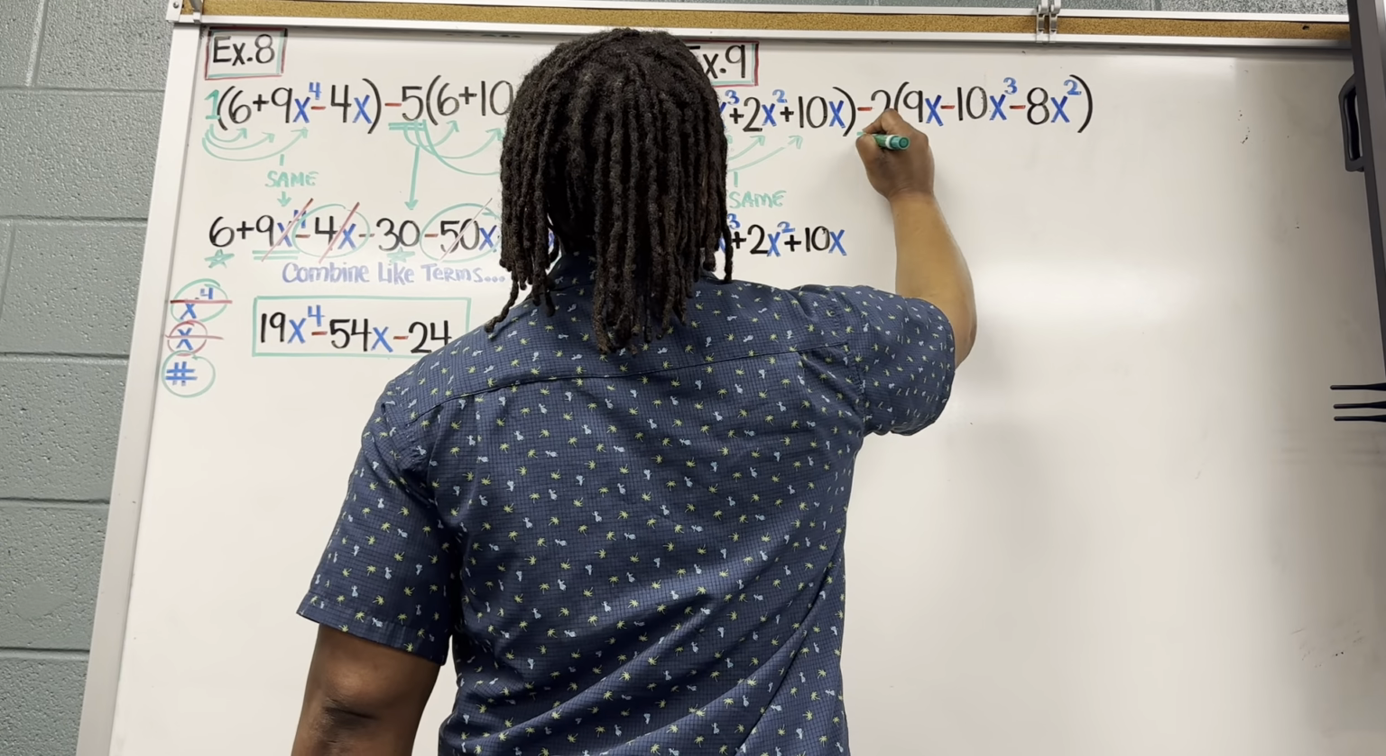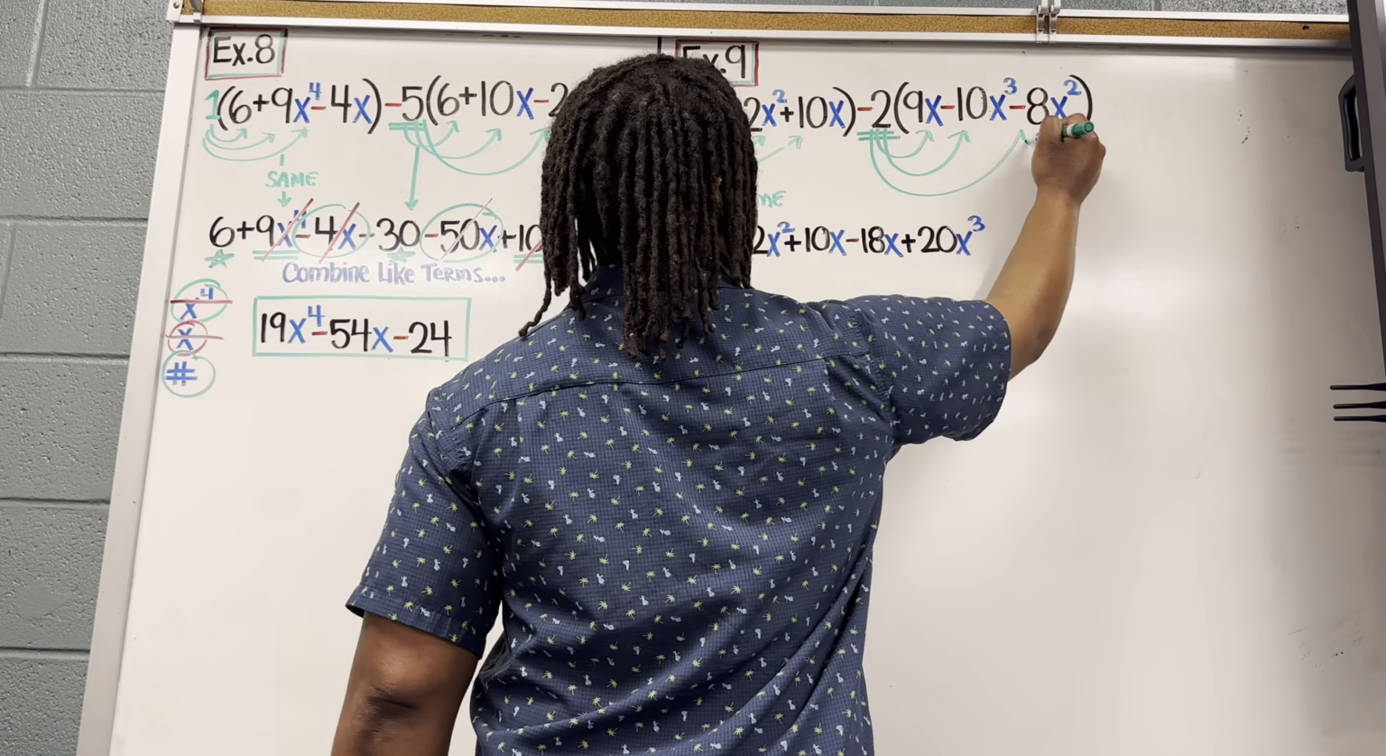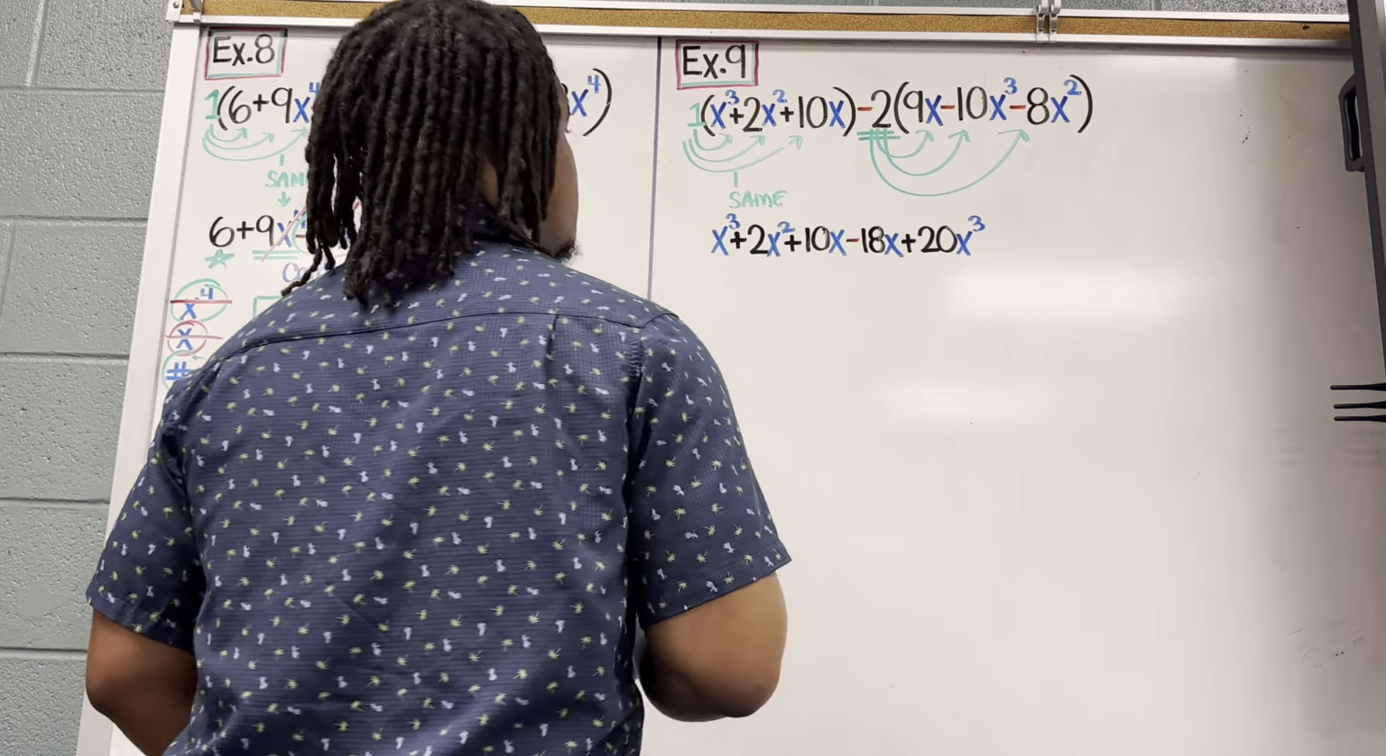Okay. Negative 2 times a negative 10x to the 3rd power is a positive 20x to the 3rd power. Because negative 2 times negative 10 is a positive 20. So that's 20x to the 3rd power. And then last but not least, I'm going to multiply negative 2 with negative 8x squared. Negative 2 times negative 8 is a positive 16. So that's going to be a plus 16x squared. Okay? So now this is what I have as the expression.